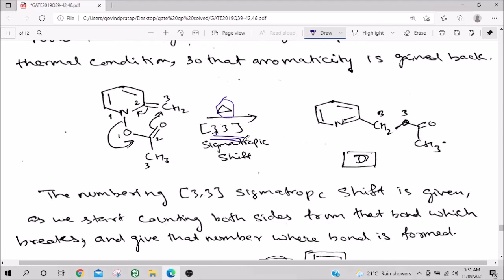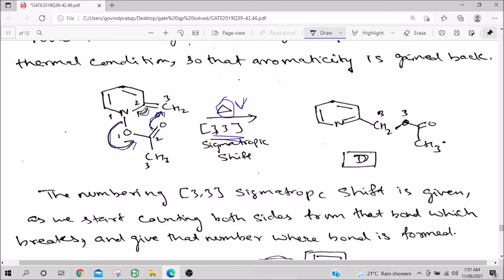So 6 electrons are there in the transition state. So the reaction happens under thermal condition. It is symmetrically allowed under thermal condition, geometrically also allowed. So counting, how do we count? Wherever the bond is breaking, see here, this bond comes here, this bond comes here, and this comes here.